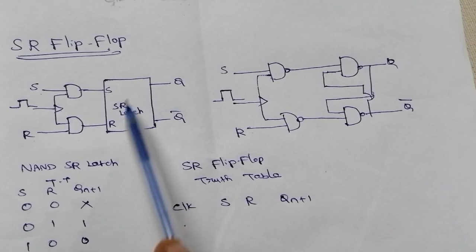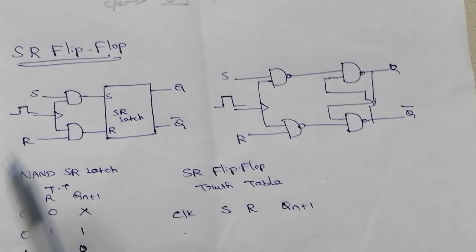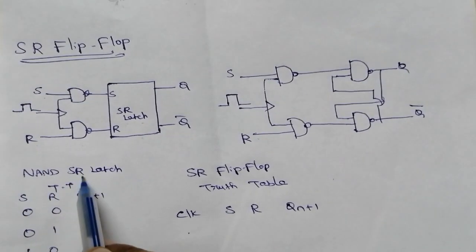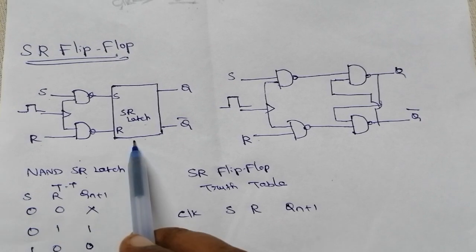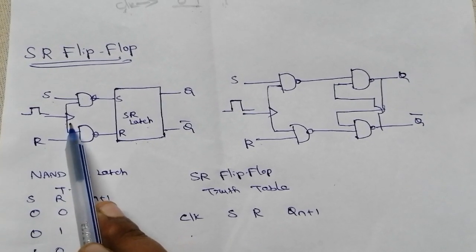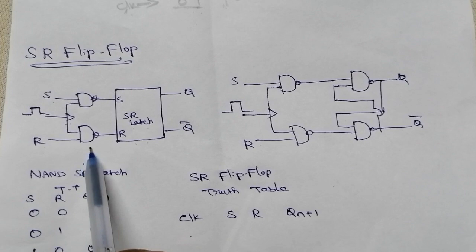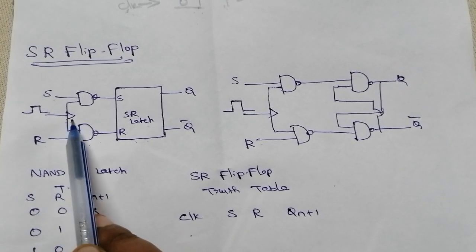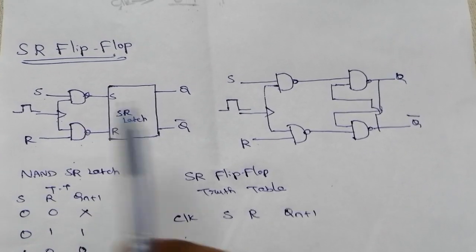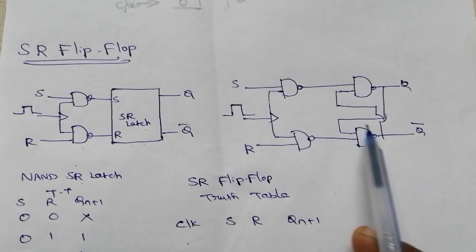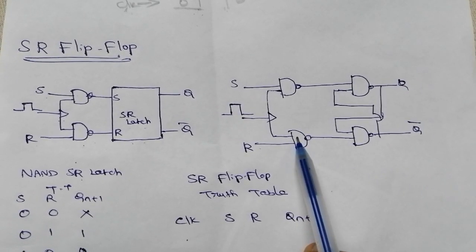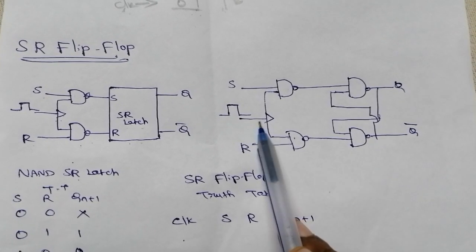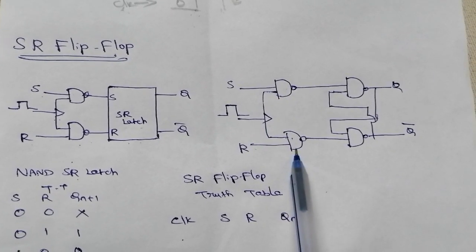So the SR flip-flop consists of two additional NAND gates at the S and R inputs of the SR latch. The clock input is connected to both of the NAND gates, resulting in high outputs when the clock input is low, right? So the SR flip-flop is nothing but two additional NAND gates at the SR inputs of the SR latch. Here the clock input is connected to both of the NAND gates, right?